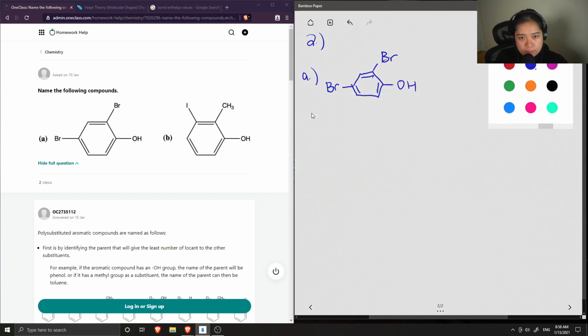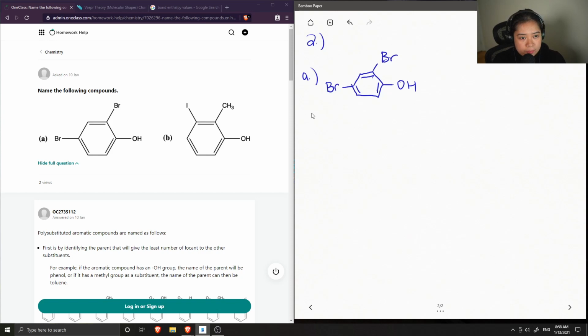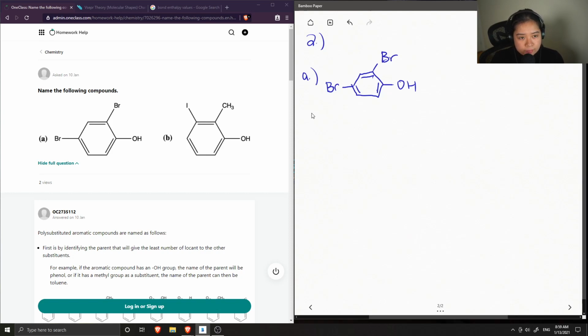And before we start naming, we want to number all the carbons in the ring. And we want to make sure that we have the lowest numbers possible at the end, and that our most important group, so in this case it is the alcohol group, is on carbon 1. So if our alcohol group is carbon 1, if we want the smallest numbers, we're going to go counterclockwise, making this bromine on carbon 2 and the second bromine on carbon 4.